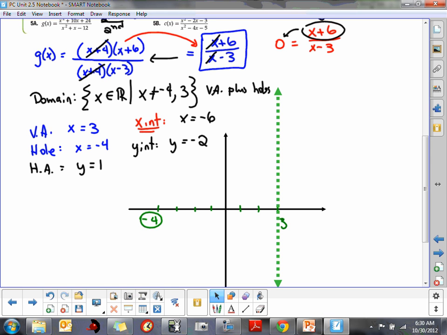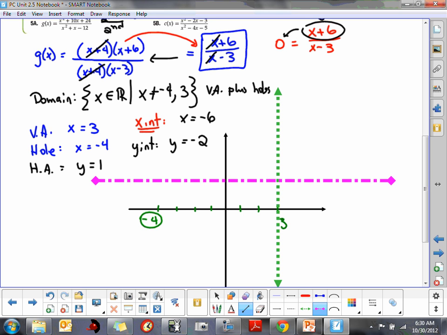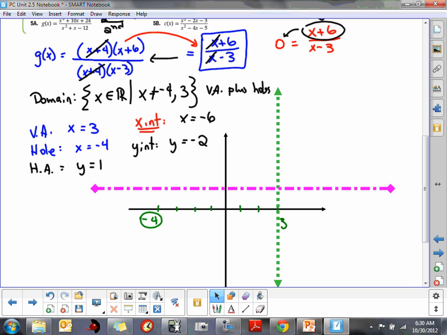Next thing I want to plot is the horizontal asymptote, and I've been using that pink. We want to put that at +1. I have to slide that down a little bit. We'll use that as a mark of 1. So this is at 1. This is 1, this is -1. Our scale is 1.